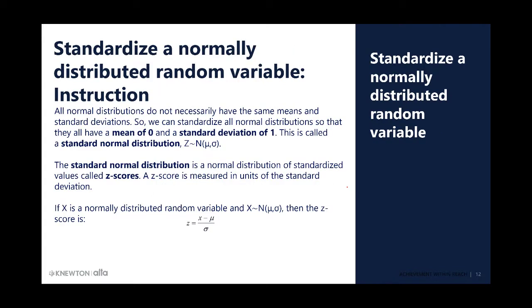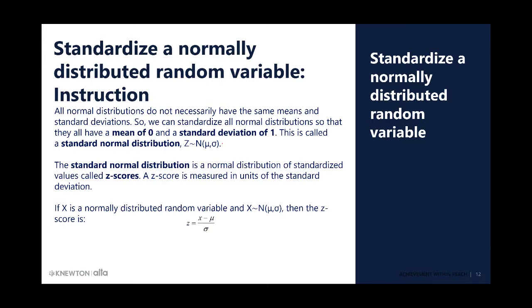Okay, so as we said, there's a bunch of different normal distributions, but the most important one to us is the standard normal distribution. We can standardize, meaning make it into a z-score, all normal distributions so they have a mean of 0 and a standard deviation of 1. This is called a standard normal distribution.